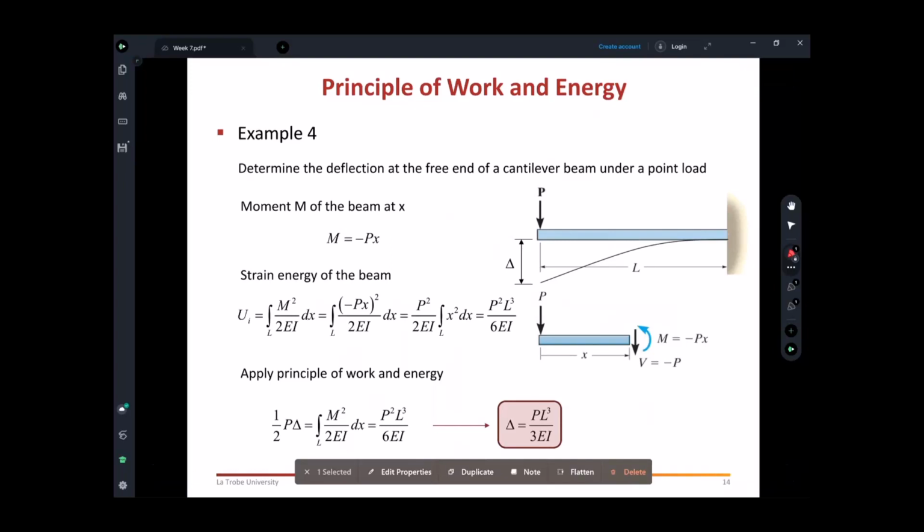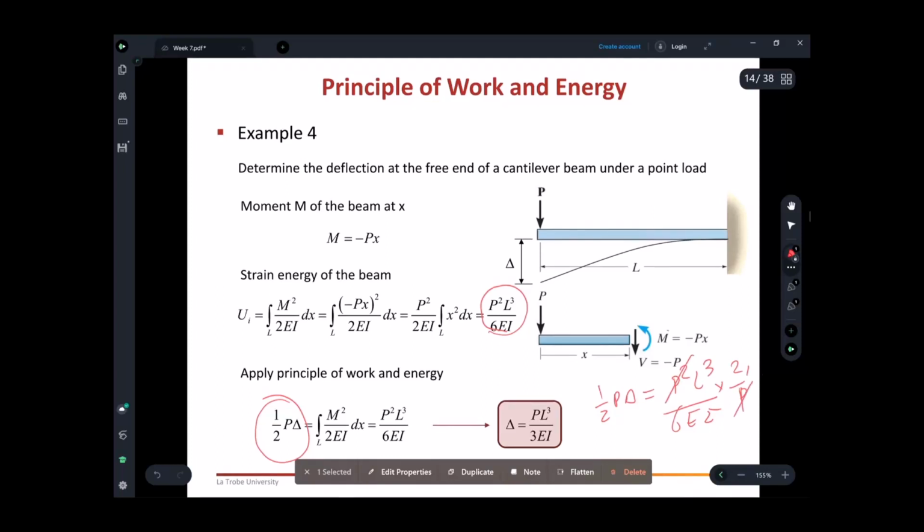Same for the example like we did in example number 2. We can calculate the external work 1/2 P delta, and we also calculate the internal work. So if you just put them together, 1/2 P delta equals P squared L cubed over 6EI. Then you just multiply by 2 and then divide by P, sorry, so 2 divided by P. So these cancel. We have P.